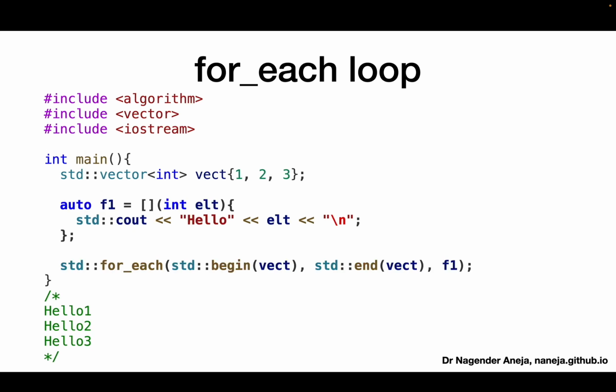Similarly, you can also make it cleaner. You can say this is our lambda function, F1. It accepts an element and prints hello with that element. Now in the for each, you can say for each, start from begin, end at end, and apply this F1. So maybe you may want to use this approach.